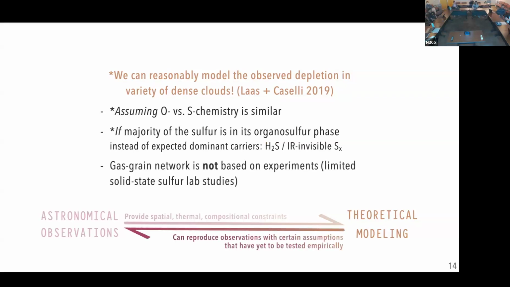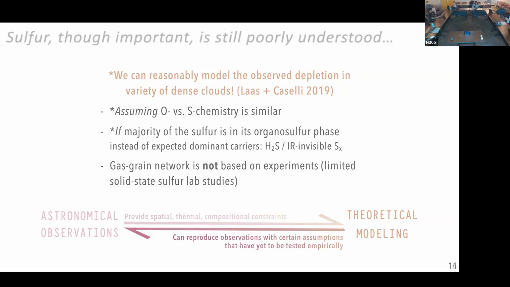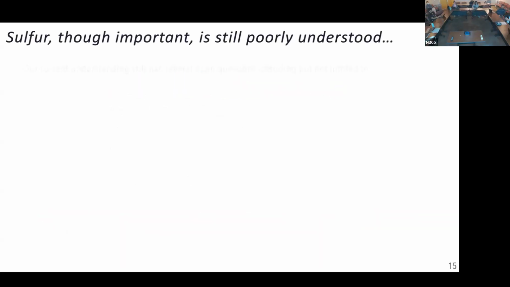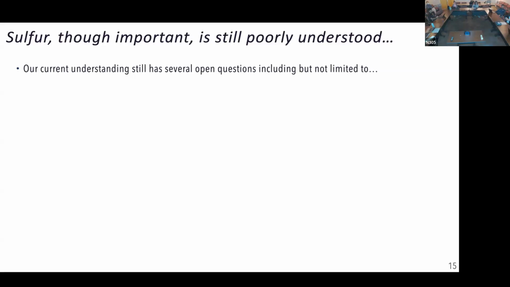And this is not based on experiments at all because there are very few solid state sulfur lab studies, and the ones that I'm about to show you today are the first of their kind. And so what we have here is that theory can reproduce observations with assumptions that haven't been tested empirically. So these are still the open questions with this background.